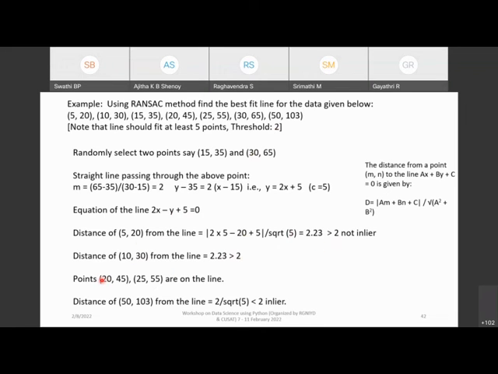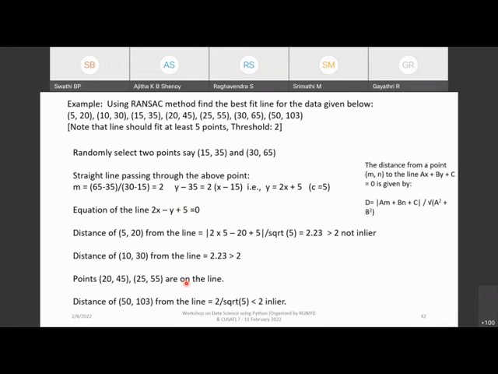Now, if I consider the points (20, 45) and (25, 55), you can see that they are inliers, because if I put 20 and 45 here in this particular equation, 40 minus 45 plus 5, it is equal to 0. So that means this point is on the line. Similarly, this point is also on the line.